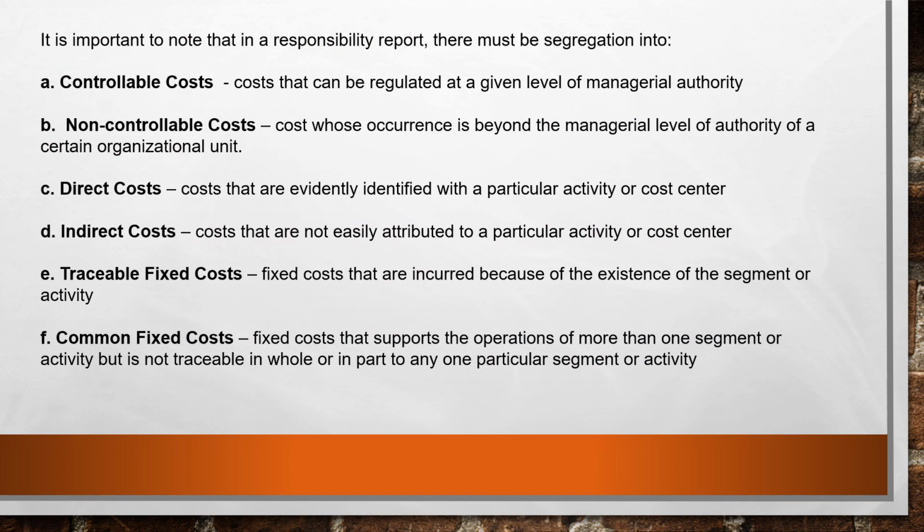Okay, so these are the important reminders for our responsibility report. Our responsibility report must be segregated into, first, controllable costs. What are controllable costs? These are costs that can be controlled or regulated at a given level of managerial authority. So what are the costs that the manager can control?